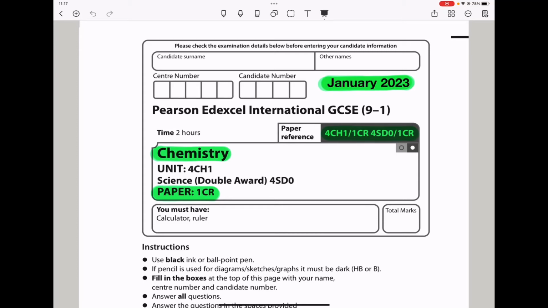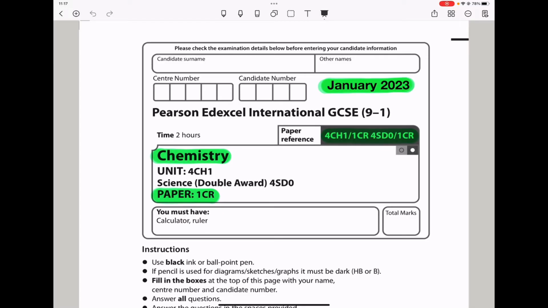Today we are doing the piece on Edexcel International IGCSE Chemistry Paper 1 CR for January 2023. Let us begin with the first question.